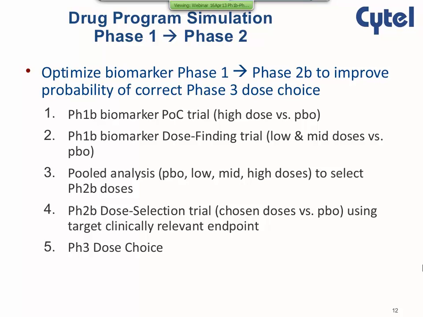And then we use those doses in a phase 2B trial, simulate the results from the assumed true underlying dose-response relationship of the clinical endpoint to response, and then look at those data and pick a dose for phase 3 and compare that to what the true dose should have been. And that lets us know how good this program is doing.